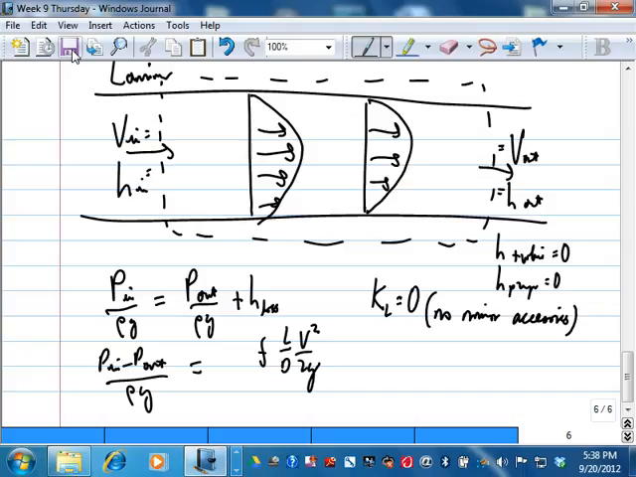Major losses, this is the major losses due to pipe. Minor losses, accessory: all the other elbows, bends, valves, and so on. Major losses are due to friction in the pipe.